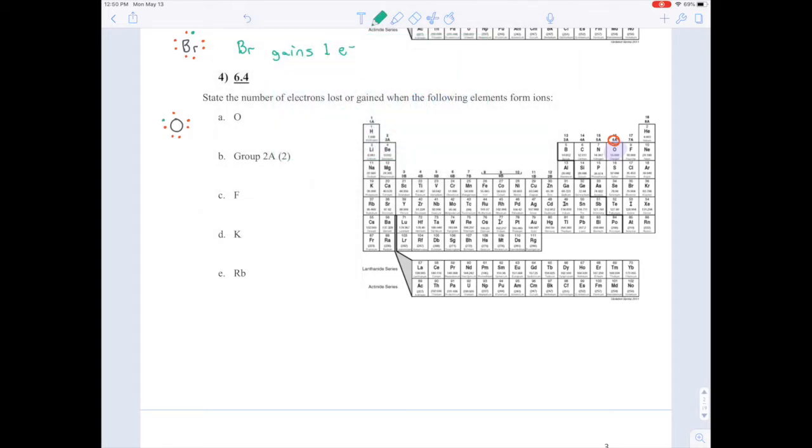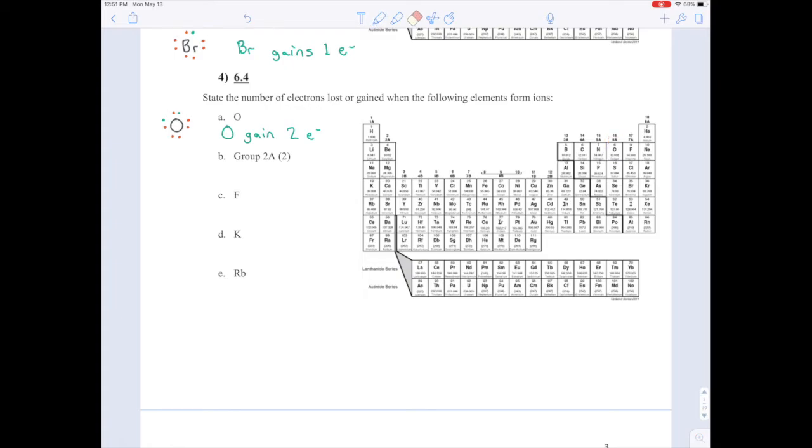To pair them up, it could either gain 2, the green dots, or it could lose 6, the orange dots. Always go with the smaller number. So oxygen would gain 2 electrons. 2 is smaller than 6.